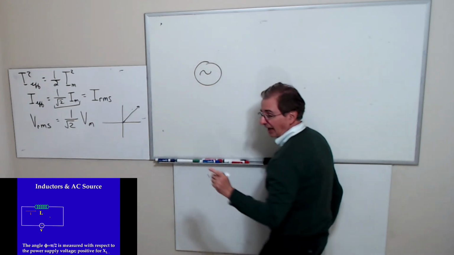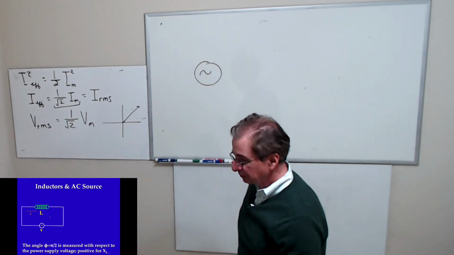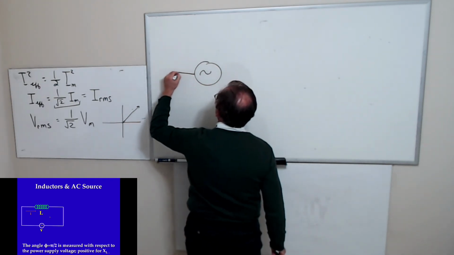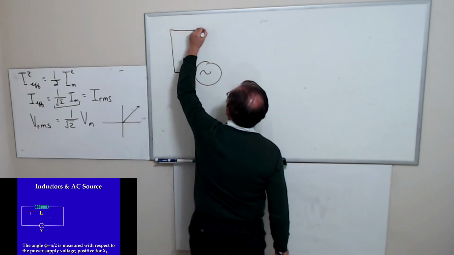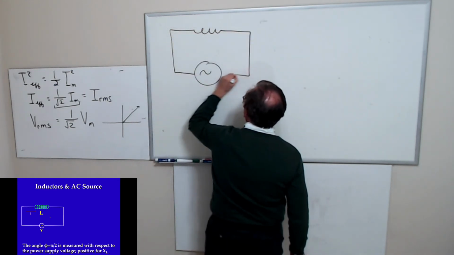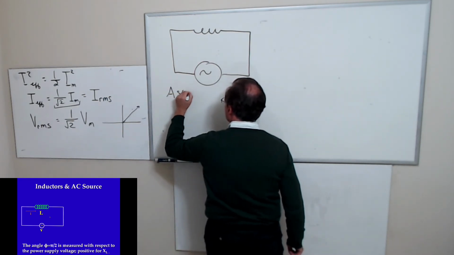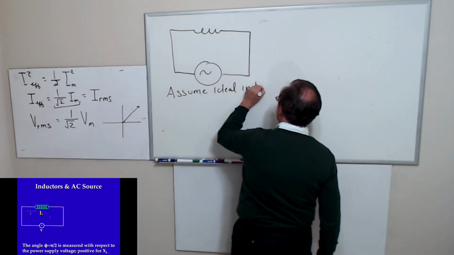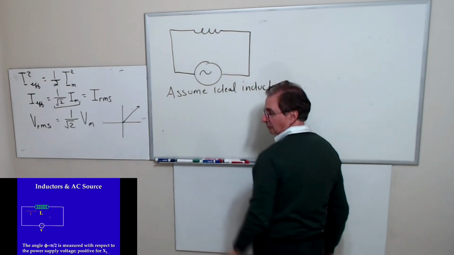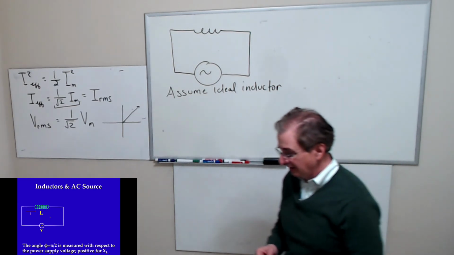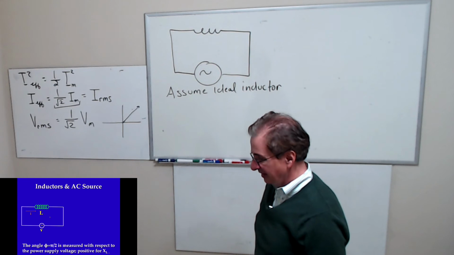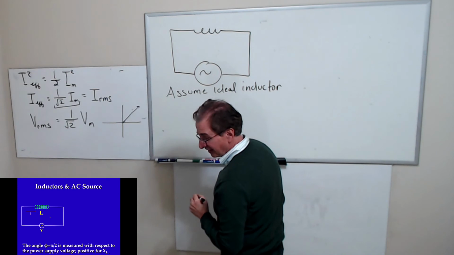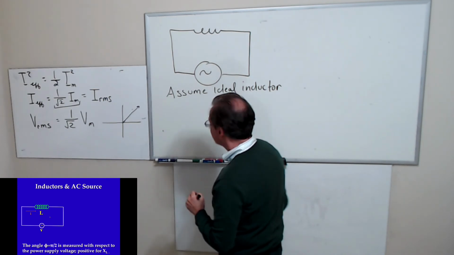So one caveat here. I'm going to assume that the inductor is ideal. What do I mean by that? What do you think I mean by that? It has no resistance? Yeah, it has no resistance.